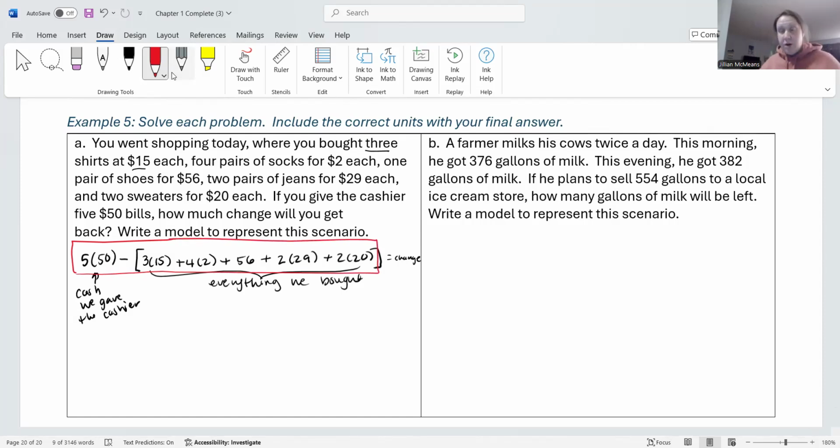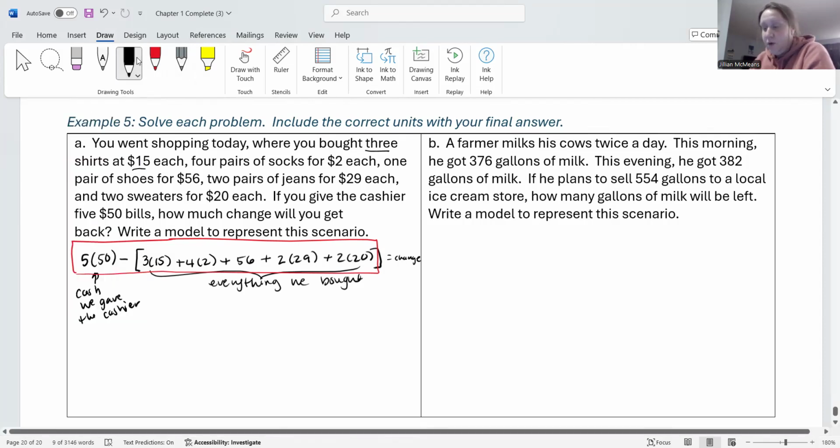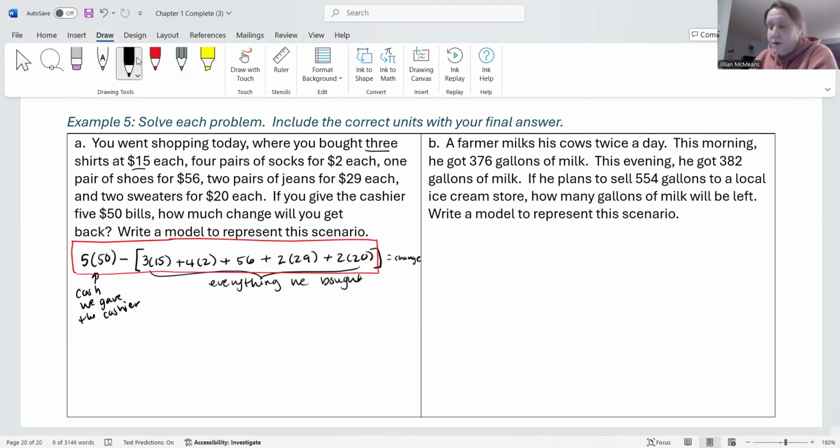Now from here, you need to show us a little bit of work. So for example, I don't want you to just type this into your calculator and hope to get lucky with what the answer is. Give us a little bit more than that. So for example, 5 times 50 I know is $250. So that's the amount of cash we're giving the cashier. Now let's figure out how much we spent on each type of item. So we got 3 shirts at $15 each. Well, let's see, 3 times 15 is 45. We bought 4 pairs of socks at $2 each, so that's $8. So 45 plus 8. 1 pair of shoes at $56, so 56.